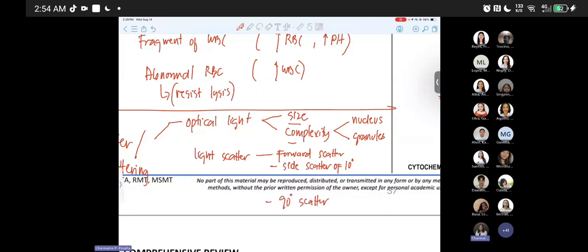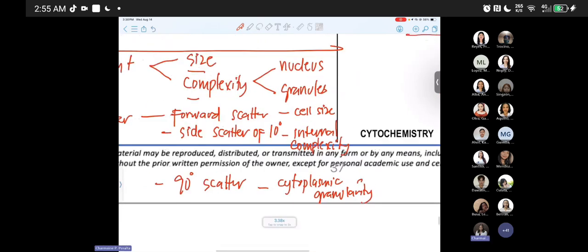scatter. Si forward scatter, it determines the cell size. Si side scatter, it determines the internal complexity. Si 90 degree scatter, ito yung cytoplasmic granularity. So yan na, sa forward scatter, doon nakikita yung cell size. Sa side scatter, nandun yung internal complexity. 90 degree scatter, nandun yung cytoplasmic granularity.